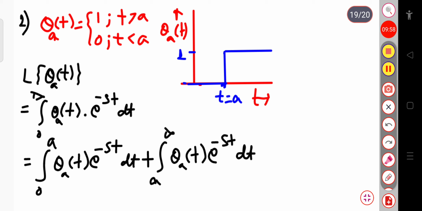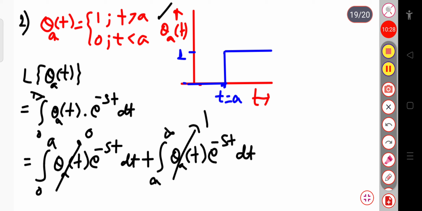Now here you can see that when the t value is greater than a, in that case the function that is given is equal to 1. And when t is less than a, meaning in this part of the graph, you can see this value is equal to 0. This function value is equal to 0. So you can write this as theta a of t, and for this I can write 0.